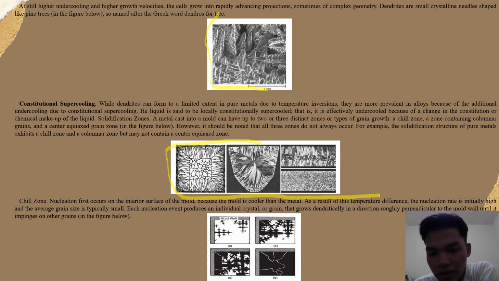Nucleation occurs at the interior of the mold because the mold is colder than the metal. As a result of the temperature difference, the nucleation rate is extremely high and the resulting grain size is typically small. Each nucleus produces an individual crystal or grain that grows in a direction slowly perpendicular to the mold, until it meets the impingement of other grains, in the figure below.